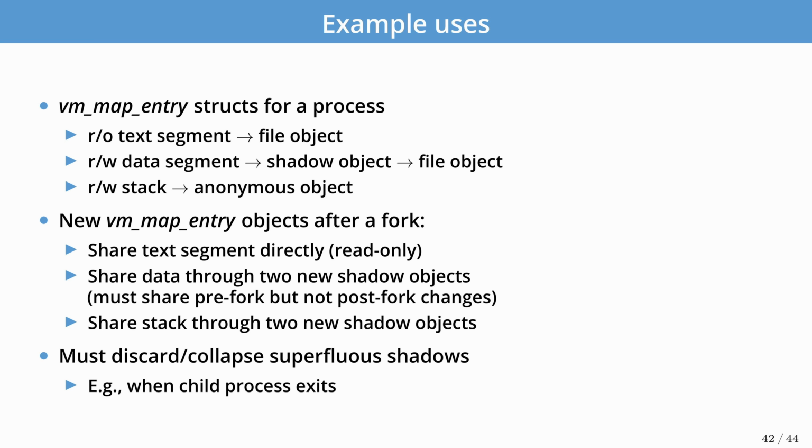As I mentioned in the earlier example, whenever an application forks, what are we doing? We're essentially duplicating the address space. We create a new address space, which is a new VM space and a bunch of vMap entries.